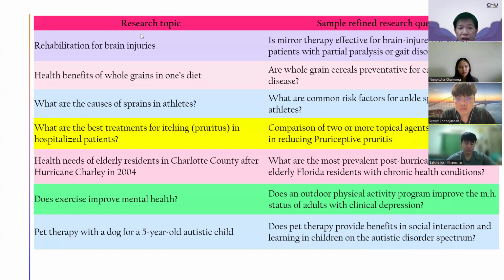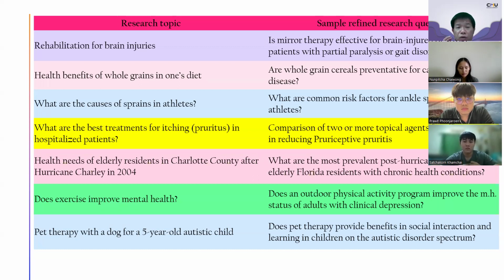Okay, research topic here, you can see research for brain injuries. Sometimes it's, for example, mirror neuron effect in brain injury or stroke patients with partial paralysis or gait disorder. This is why we use a research question, but sometimes the research question is a probe for you. It looks like a magnetic compass with the direction. Why do they use it? Because what are the common risk factors for ankle sprain of sportsmen or athletes? We need to know about the research question.